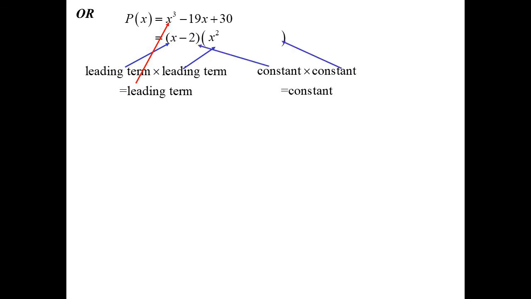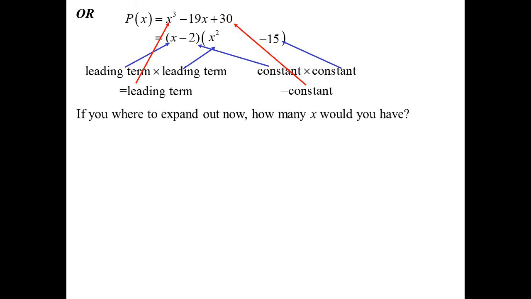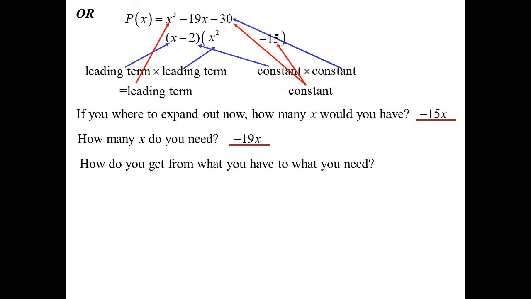So negative 2 times something will give me an answer of 30. Well, negative 2 times what is 30? Negative 15. Now all I've got to work out is the x's. Let's assume that there are no x's. If I was to expand that out, how many x's would I have? Right. But we don't want negative 15, we want negative 19. So how many more do I need?